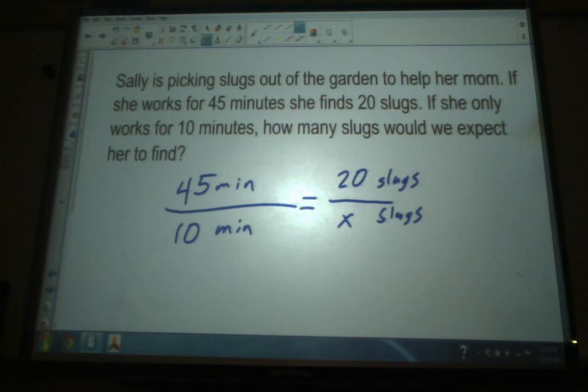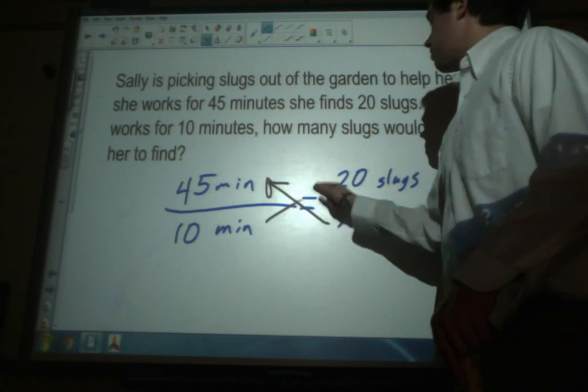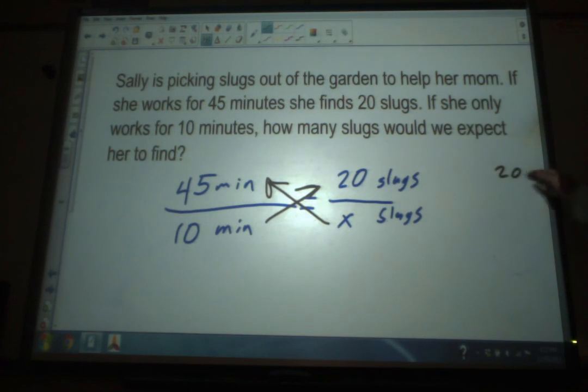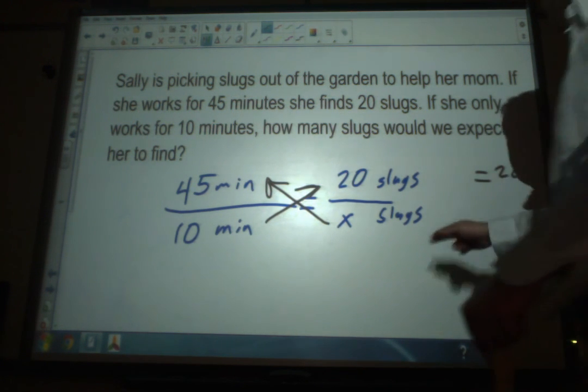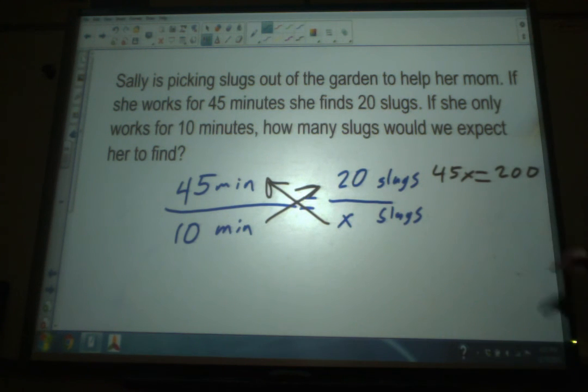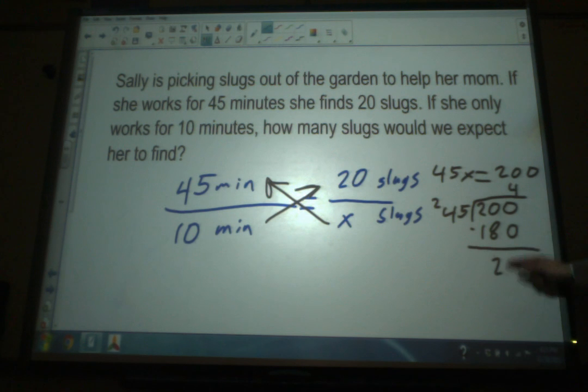Alright, now all we have to do is solve it. Now's the easy part. Okay, cross multiply. 10 times 20 is 200. And 45 times x is 45x. Now we just have to divide both sides by 45. And that'll tell us what x is. 45 is going to go into 200, let's say 4 times. Alright, that's 20. That's 18. Subtract, and we're going to get 20.